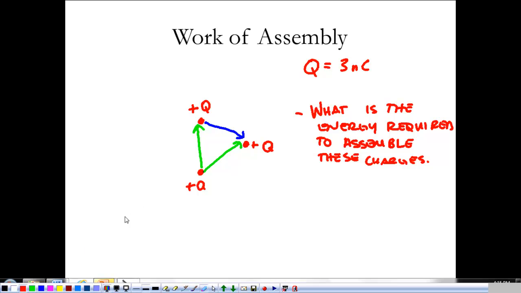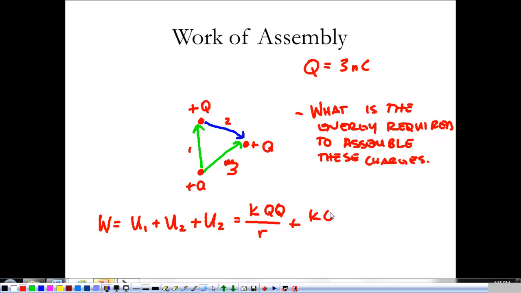So the total energy here, the total work required to assemble, would be electrostatic potential energy 1 plus electrostatic potential energy 2 plus electrostatic potential energy 3. This is 1, 2, and 3. Now, if each of these is 1 meter apart, that's kQ over R plus kQ over R plus kQ over R. So what we would have is 3kQ squared over R.